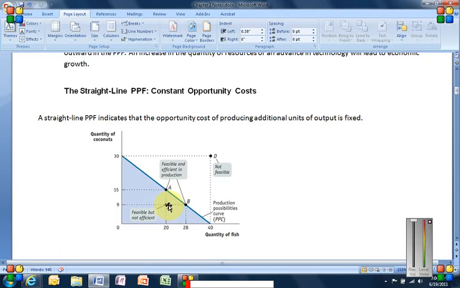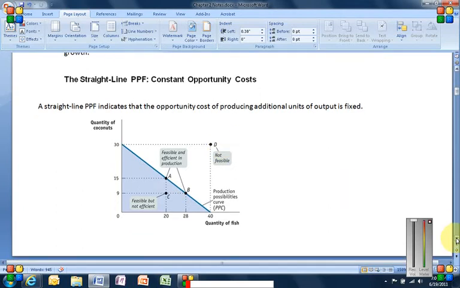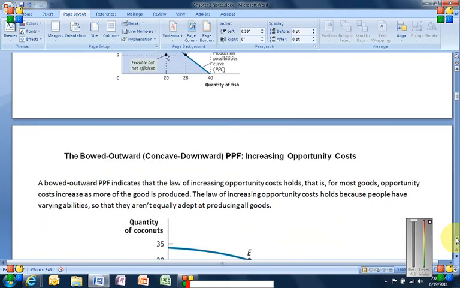If you're inside of a curve, whether it's a straight line or a bowed outward curve, then as an individual or a country, you're not meeting your potential. Point D shows what is not feasible. It's beyond your potential. It's impossible today. Perhaps at some point, if there's growth, though, you could meet that potential. That's shown down here in the bowed outward diagram.